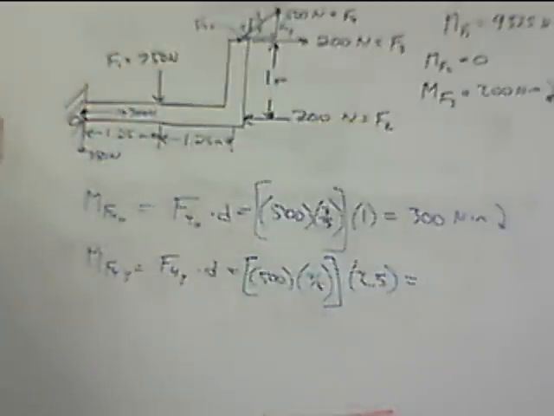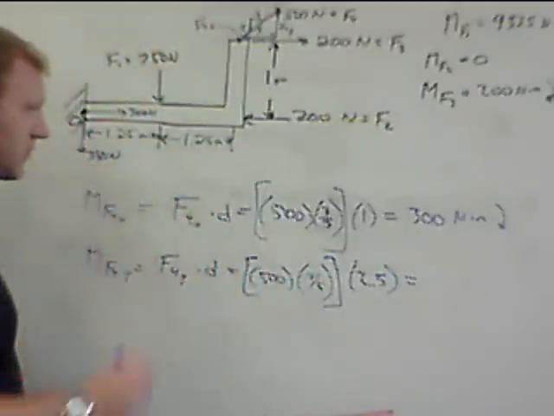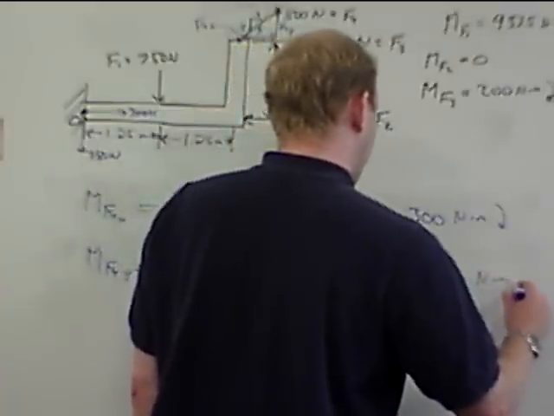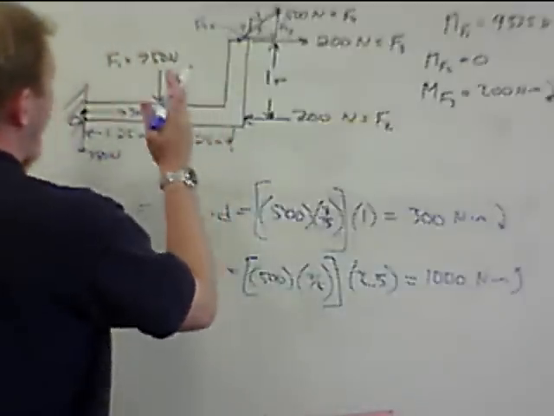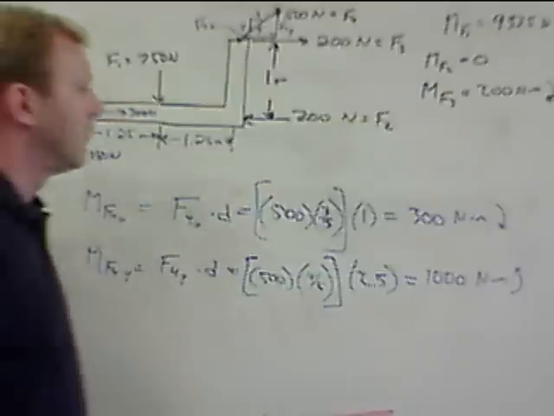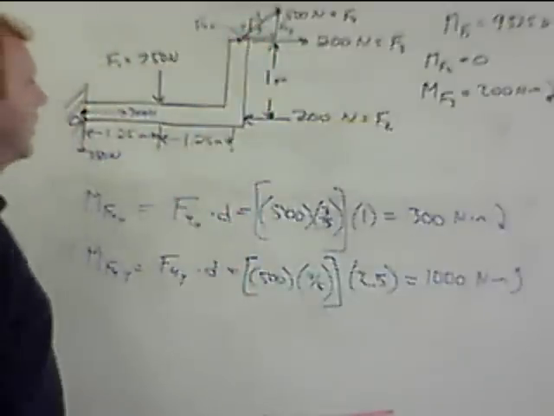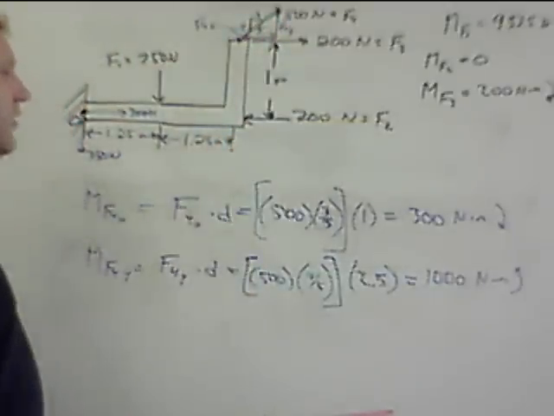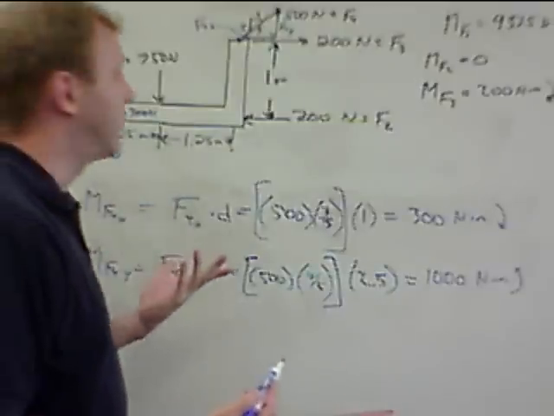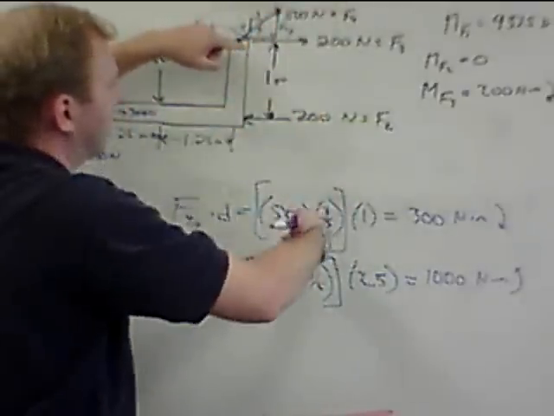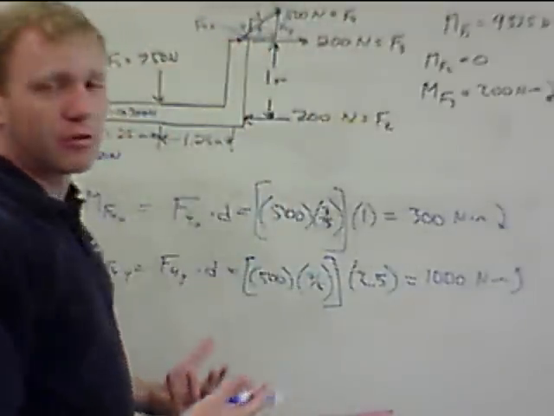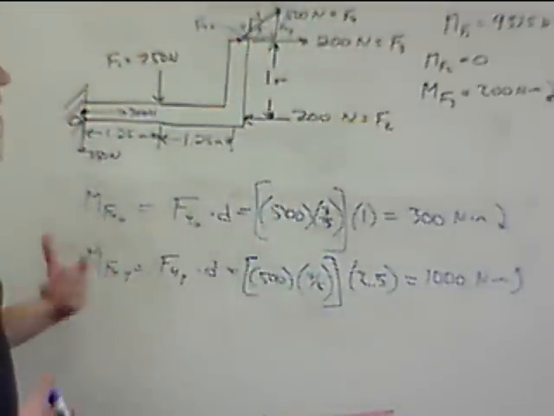So this is 500 times 4/5, which is 400, times 2.5. 400 times 2.5 is 1,000 Newton meters. And this force pulls upward, so it is going to cause a counterclockwise rotation. So the force that I labeled F4, this 500 Newton force, is generating 700 Newton meters counterclockwise. We split that into two components: the horizontal component was 300 clockwise, and the vertical component caused 1,000 counterclockwise.